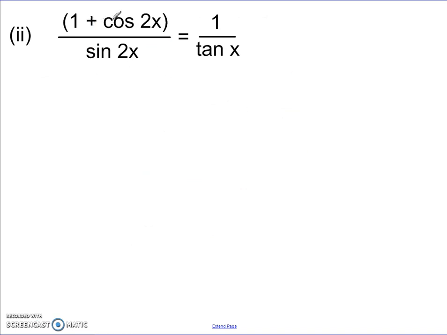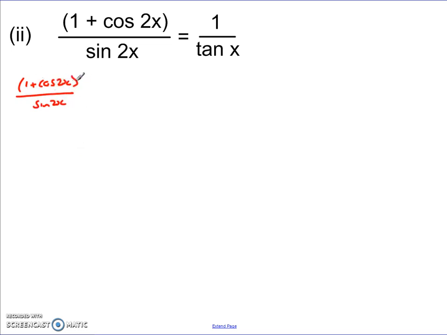Next question was this, (1 + cos 2x) over sin 2x equals 1 over tan x. Again, same steps. Take this side and make it this one. Don't assume it's true. Don't work with both sides together. So 1 plus cos 2x over sin 2x. This is when we have to start using our double angle formula.